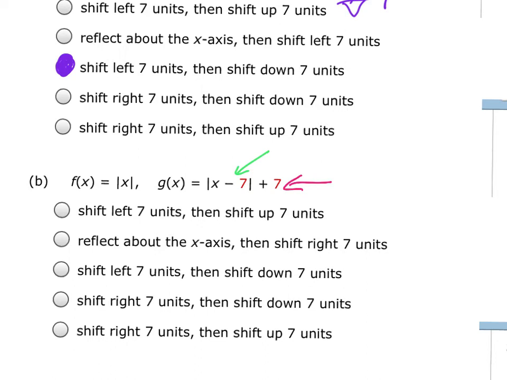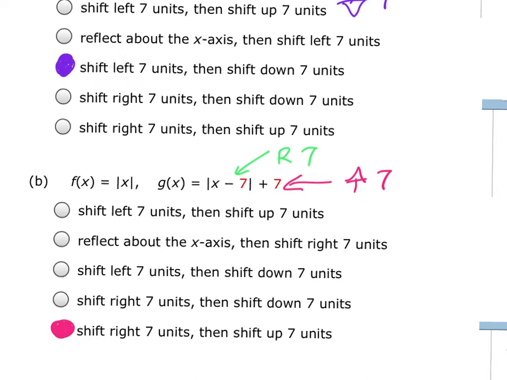What does that minus 7 inside the absolute value bars mean? Right 7. Right 7, good. And then what does that plus 7 at the end mean? Up 7, good. Right 7, up 7, that's my answer right there.